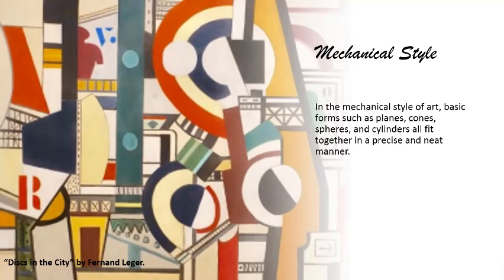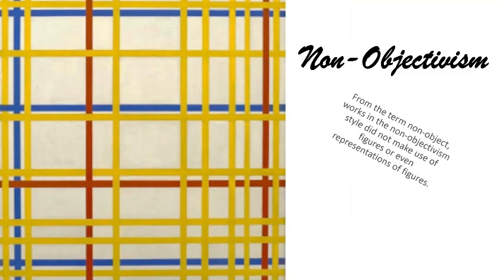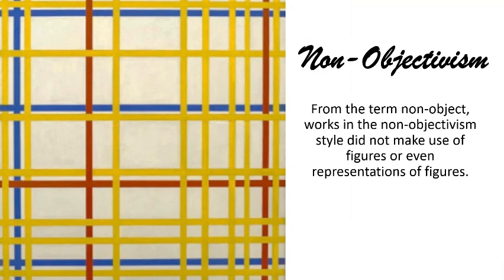Shapes fit together in a precise and neat manner. An example of this is shown. Lastly, we have the non-objective relationship. From the term non-objective, works in a non-objective relationship do not represent objects or figures. On the left side, you can see it.